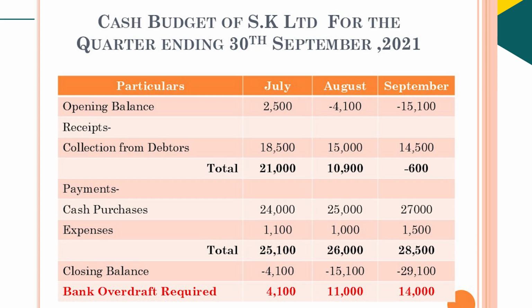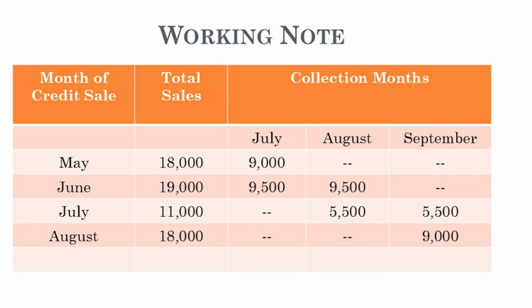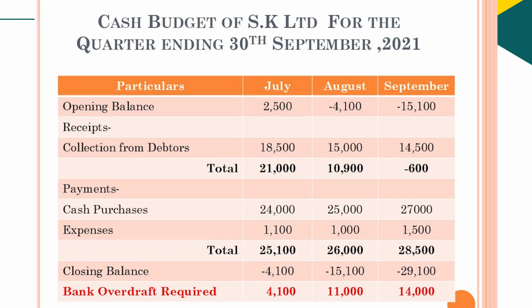Cash budget is prepared for the quarter, that is, it is prepared for 3 months, July, August, September. Ending date is 30th September 2021. We start with the particular column. As I told you, we start by writing down the opening balance, which is 2,500 already given to us in the question. In the receipts, I have written collection from debtors 18,500. This amount I have taken from the working note that we have prepared. Total is 21,000. This is the receipt, that is the inflow of cash for the month of July.